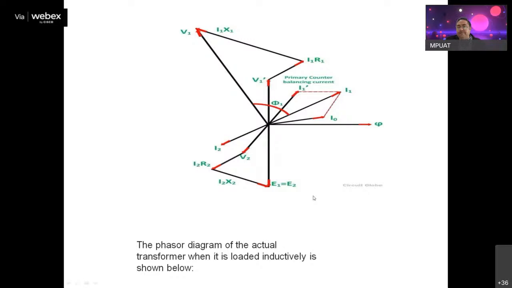Now I will explain the phasor diagram. This is the phasor diagram in front of you. Everybody can see it. You can see that I have taken phi as a reference, my 0 degree line is this much. So phi is the reference. Due to this flux phi, what will happen?